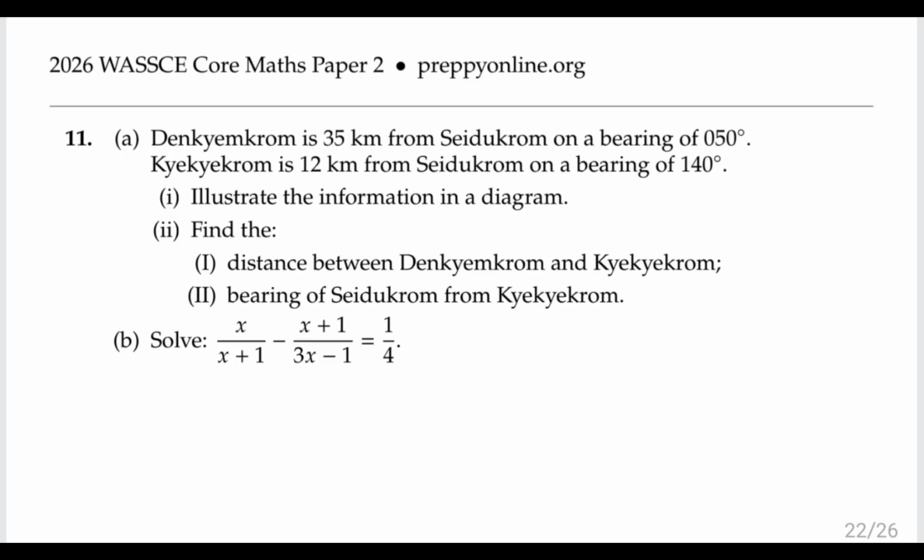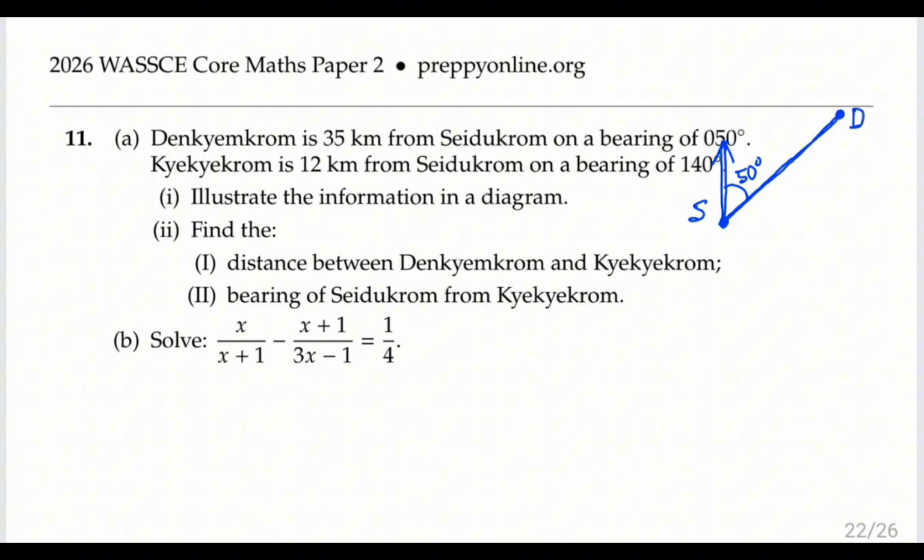First, we have Denchemchrome is 35 kilometers from Pseudochrome. So if you have Pseudochrome here, let's write S for Pseudochrome here. Then we are saying that if you're on a bearing of 50 degrees, now bearings are measured from due north. So 050 is 50 degrees. So if this angle is 50 degrees, then Denchemchrome is somewhere on this line. So we can put it here.